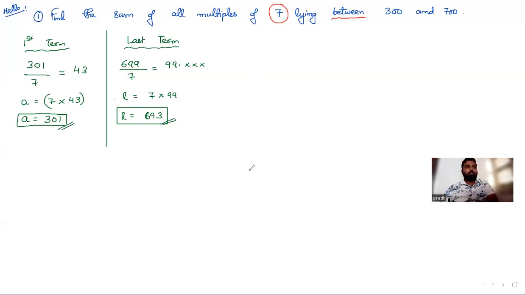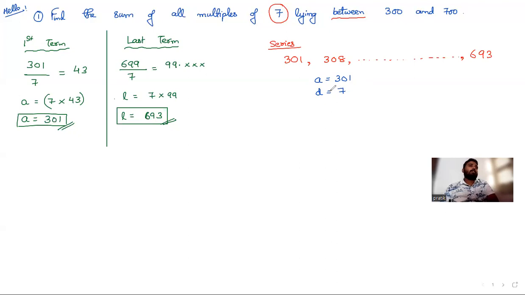Now, how do I get the series? If I have to write the series, sometimes they do ask. So the series is 301, then add 7 to it because you know the common difference is 7. That is nothing but 308, goes on all the way, and the final number is 693, which you got. Do not consider 700. So this is your AP basically. In this AP, you know your first term, which is 301, and your common difference, which is 7.